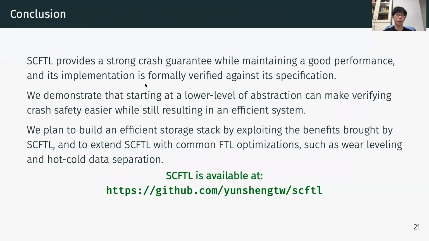As for future work, we plan to build an efficient storage stack by exploiting the benefit brought by SCFTL, and to extend SCFTL with common FTL optimizations, such as wear leveling and hot-cold data separation.